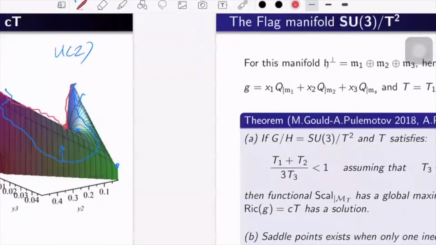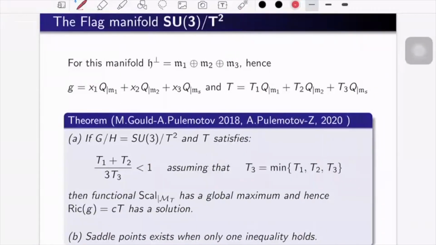And here's a theorem. It's this again, the flag manifold. The metric depends on three constants. So one decomposes H perp, the orthogonal complement of the subalgebra. So you have H inside G.